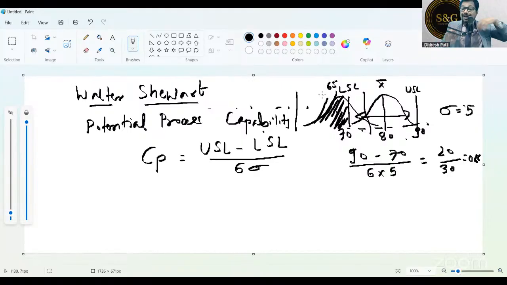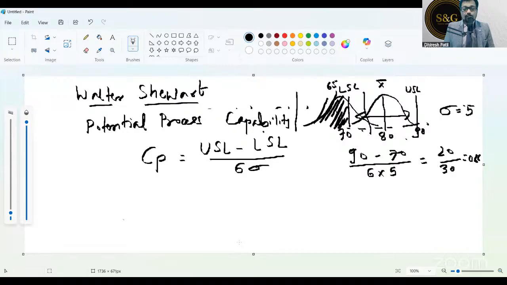Cp is the potential process capability. Are you understanding this? Okay. So it does not take mean shift into consideration. Then after that, statisticians came out with another formula, which is called process capability index.